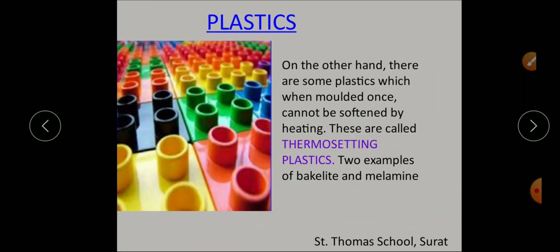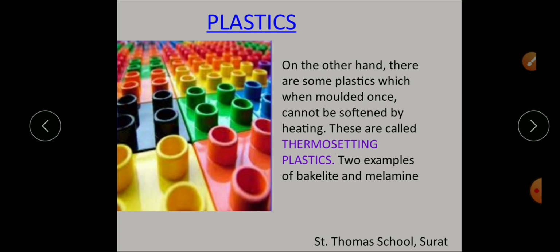On the other hand, there are some plastics which, when molded once, cannot be softened by heating. These are called thermosetting plastics. Examples for this are bakelite and melamine. Understood? The second kind of plastic is thermosets, or thermosetting plastics. These plastics do not melt when they are exposed to heat.